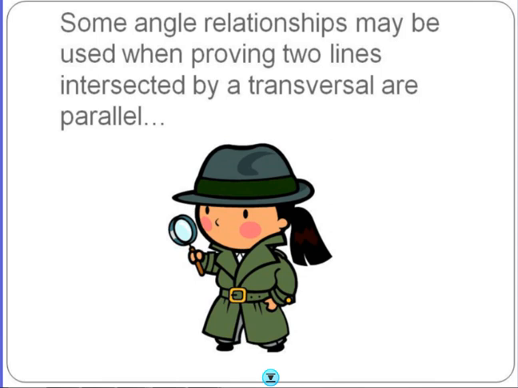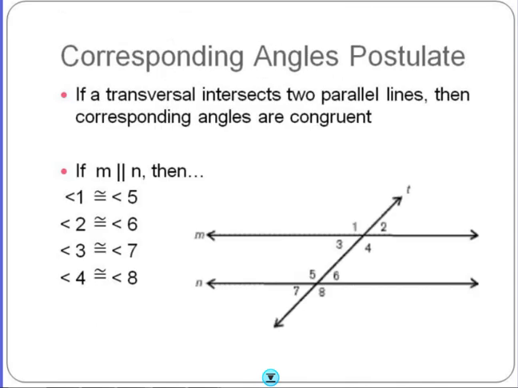Now, some angle relationships may be used when proving two lines intersected by a transversal are parallel. So first, let's start with the corresponding angle postulate. That states that if a transversal intersects two parallel lines, then corresponding angles are congruent. So if line M and line N are parallel, we know angle 1 and angle 5 would be congruent.